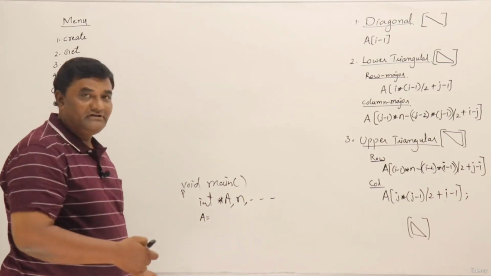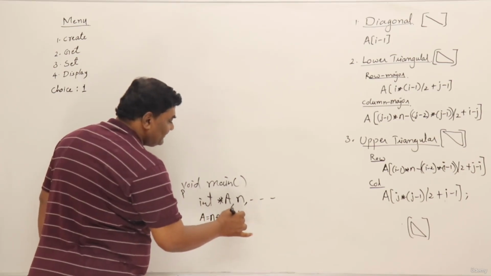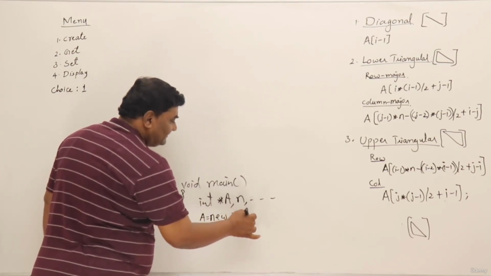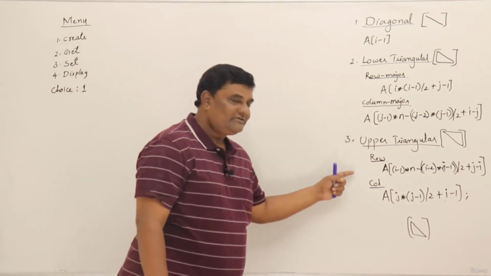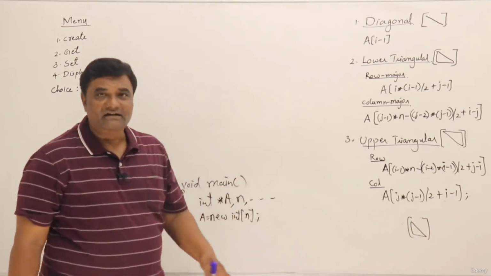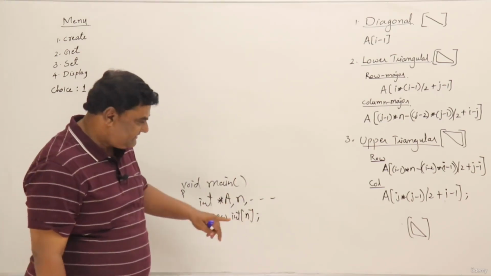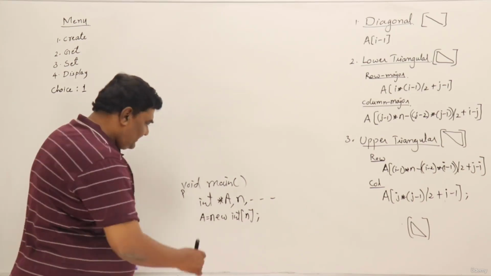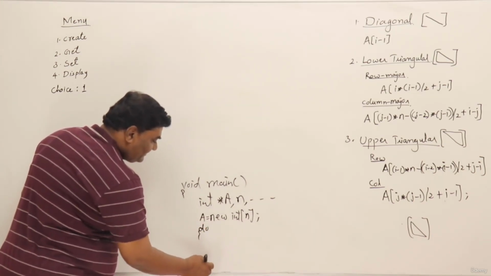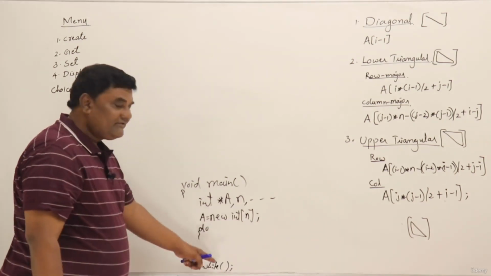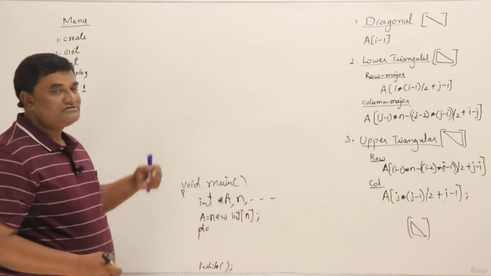Take the dimension first of all, then create an array of required size, new int of size n for a diagonal matrix. And for this n into n plus 1 by 2, this also n into n plus 1 by 2, then followed by that the other matrices, whatever the number of non-zero elements, that size should be mentioned. Then the program should have a do-while loop and menu options and everything, cases. Here we should have a switch case and write down the cases. For each case we should call a function.